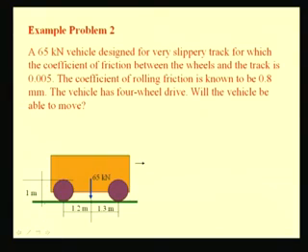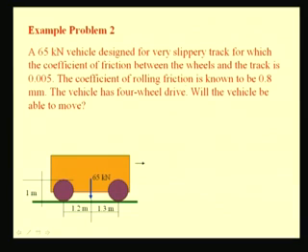Let us see one example problem. Here you see a vehicle which is having a weight of 65 kilonewton and it is designed for slippery tracks. Say it could be a vehicle that moves on ice or it could move on steel tracks, where the coefficient of friction between the wheels and the track is very low, say 0.005.